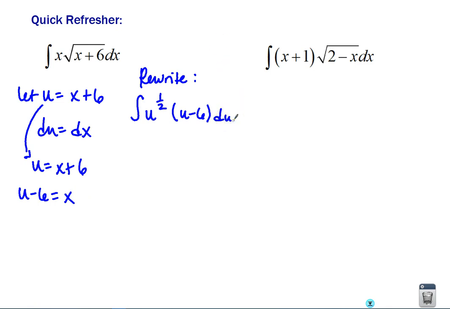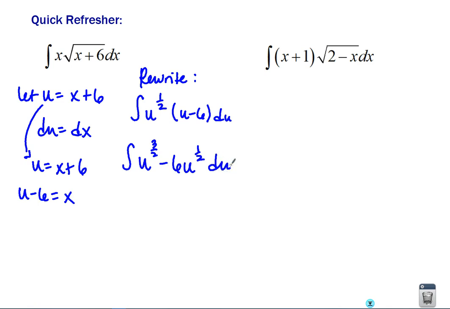du. Okay? Now to integrate this, again, you guys are like, whoa, there's some grouping going on here. There's the radical, like what? Do I do a u sub of a u sub? No, we don't do that. What we're going to go ahead and do is just distribute u to the 1/2 to both terms. So this is going to become u to the 3/2 minus 6u to the 1/2 du.